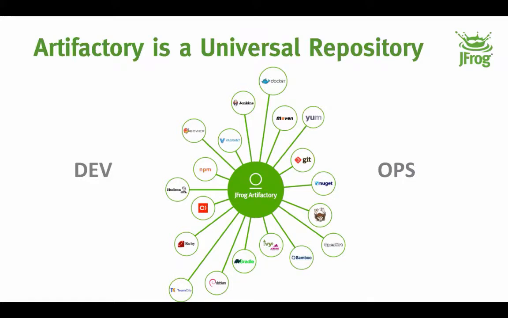We also added a couple missing pieces to the puzzle in the last couple months. We added PHP Composer, we added Chef and Puppet repositories. So Chef and Puppet are now first-class citizens for Artifactory, as well as we also integrated with Conan. So Conan is also now a first-class citizen with Artifactory. So now you can use Artifactory for your C and C++ development.